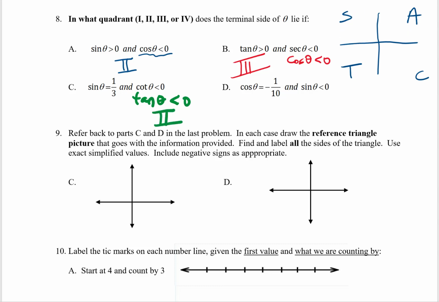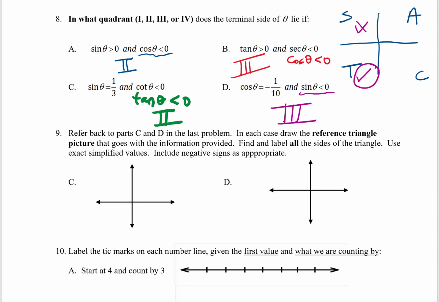And then the last example, cosine is negative 1/10, so I've got to go somewhere where cosine comes out negative. Well, cosine's positive in the first quadrant and the fourth quadrant, so it's got to be one of the other two places. We also know that the sine ratio comes out negative. Well, sine is positive in quadrant 2, so that's out. I must be here in quadrant 3.